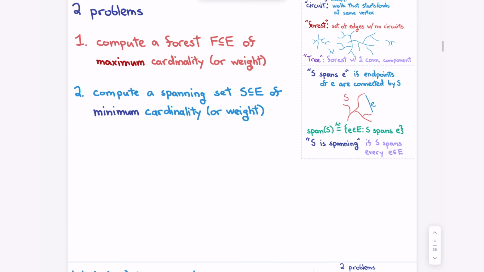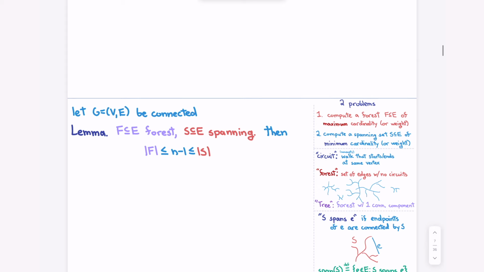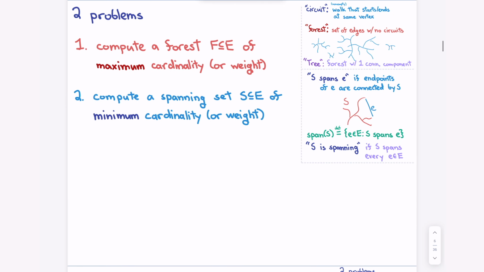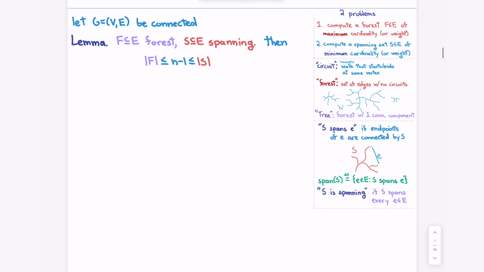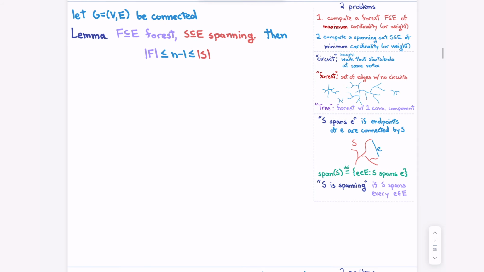Okay, so these are the two problems we're going to consider first: a maximum cardinality forest and a minimum cardinality spanning set of edges. We'll do weight afterwards. The graph might not be connected, but we'll start with this. Let's say the graph is connected.